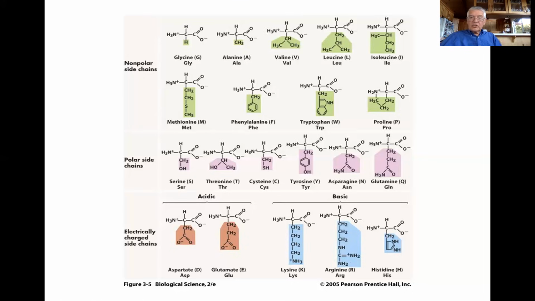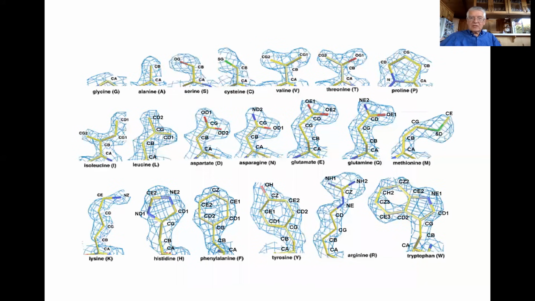So what you've got is many ways in which these side chains can interact, can be attracted or repelled. And that's what drives the structure of a protein in the end. Okay, so this is the same 20 amino acids. It's just shown in a different way.